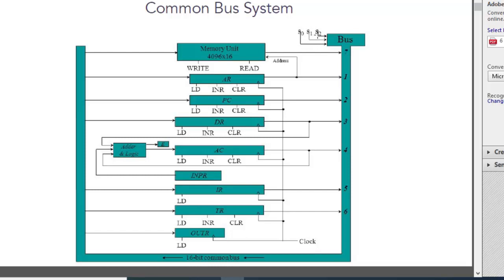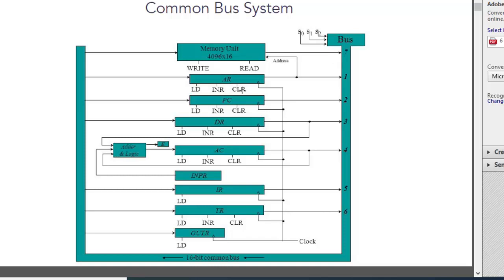When the value of S2, S1 and S0 is 111, that means the decimal value will be equal to 7. In that case, the memory's read operation will work. The read will be enabled and the write signal will be disabled when the value of S2, S1 and S0 is equal to 7.